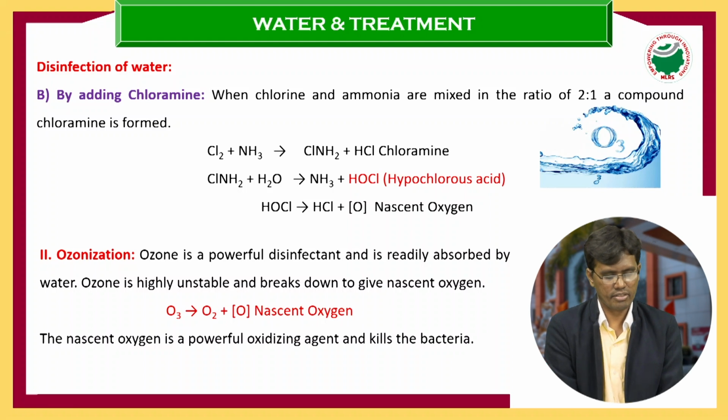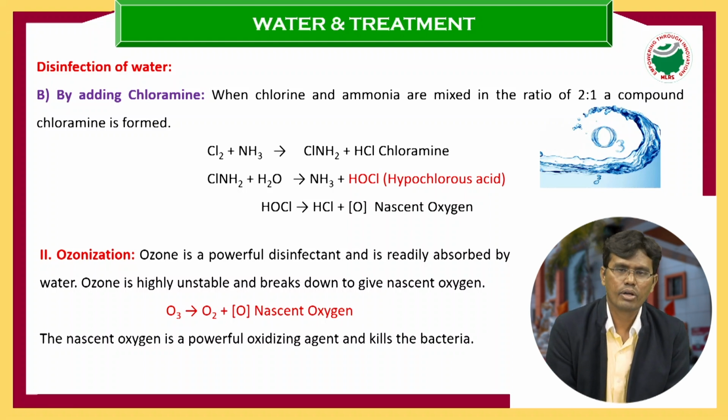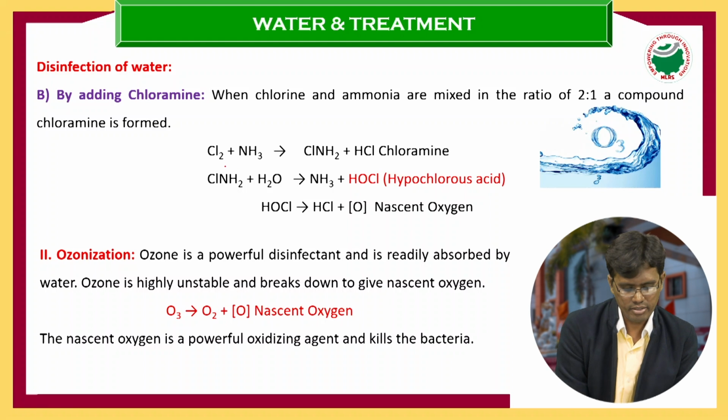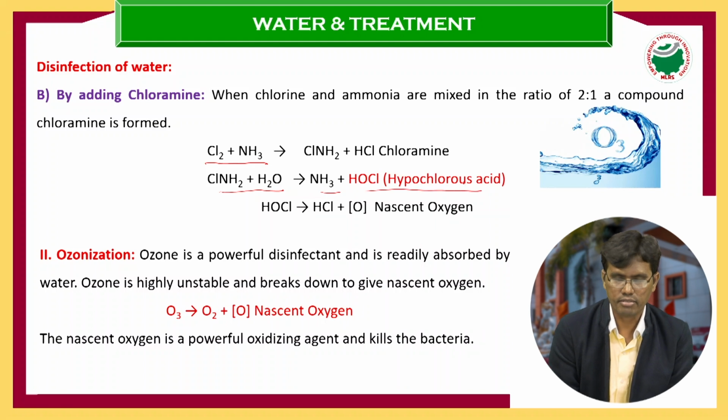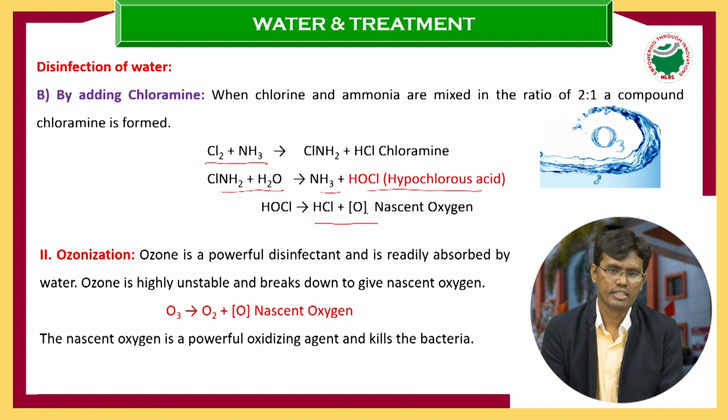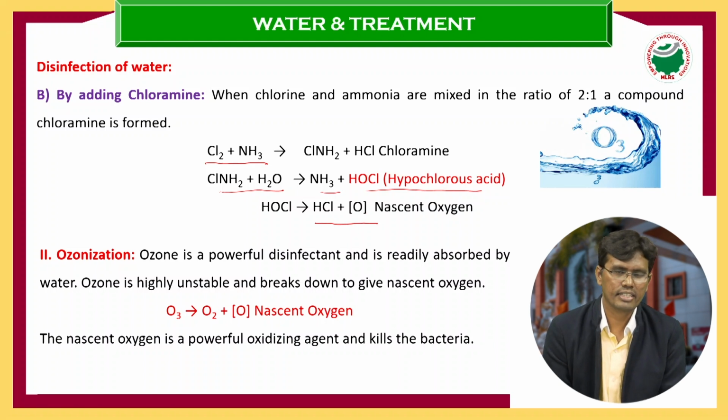The next step is adding chloramine. Chlorine and ammonia form chloramine, and then chloramine reacts with H2O. Then ammonia and hypochlorous acid form. Hypochlorous acid divides into HCl and nascent oxygen. We know that nascent oxygen can easily kill bacteria. It is a very good oxidizing agent.